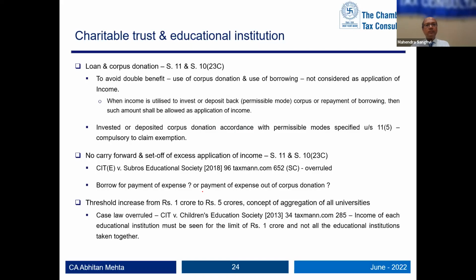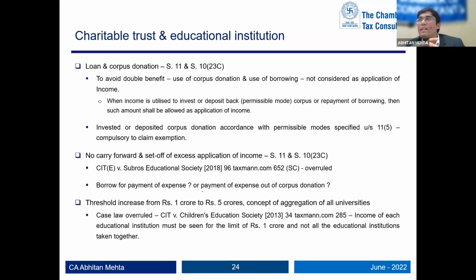Now what they have said is that if you take a loan and you apply it for charitable purpose, or if there is a corpus donation which is applied for a charitable purpose, that won't be considered as part of application of income. So whatever your income proper is, your normal voluntary contribution, only that application has to be seen.